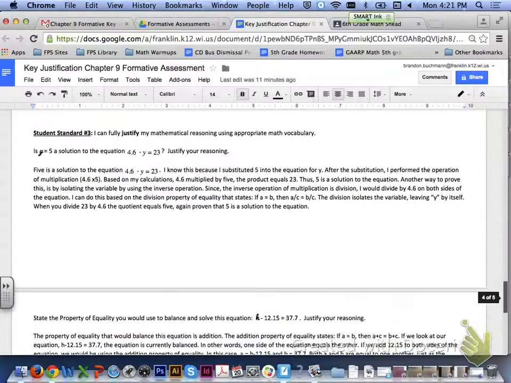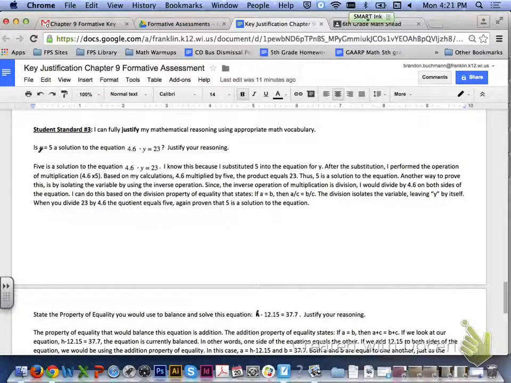This would be my justification. So it says 5 is a solution to the equation 4 6/10 multiplied by y equals 23. I know this because I substituted 5 into the equation for y. After the substitution, I performed the operation of multiplication, which was multiplying 4 6/10 by 5. Based on my calculations, 4 6/10 multiplied by 5, the product equals 23. So very specific vocab. Don't leave things out. Thus, 5 is a solution to the equation.